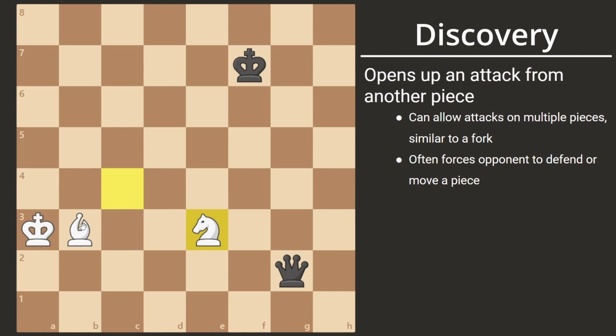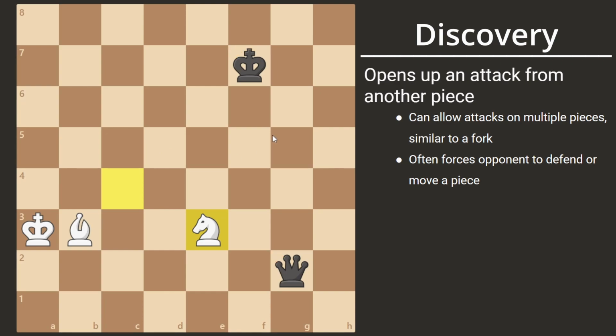But this is a discovery because the bishop now discovers the king here and is attacking it, right? Before, the bishop was not attacking it because of the knight blocking it. But now, with this, the bishop sees the king and the knight sees the queen. So it's similar to a sort of fork. Now, this is an absolute discovery, right? Similar to an absolute pin. The king has to move or block the attack somehow, right?